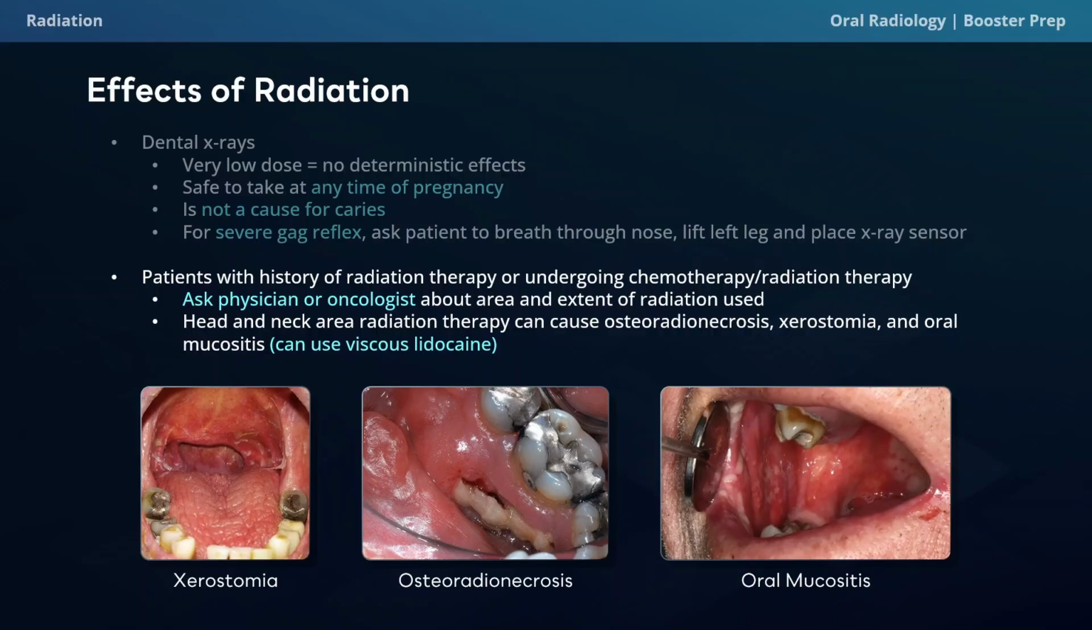For oral mucositis, viscous lidocaine is sometimes used as a topical anesthetic to help manage pain that's associated with oral mucositis. And oral mucositis is a common side effect of chemotherapy, radiation therapy, or other conditions that can cause inflammation and ulceration of the oral mucosa.